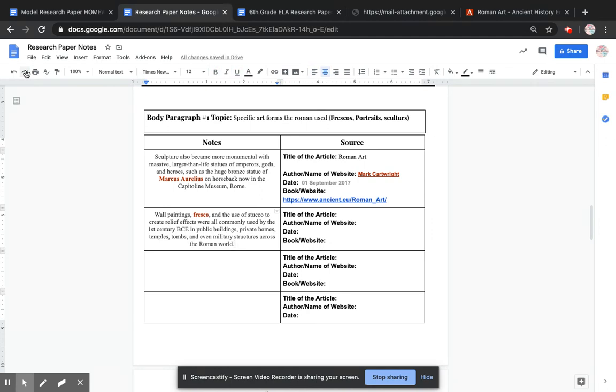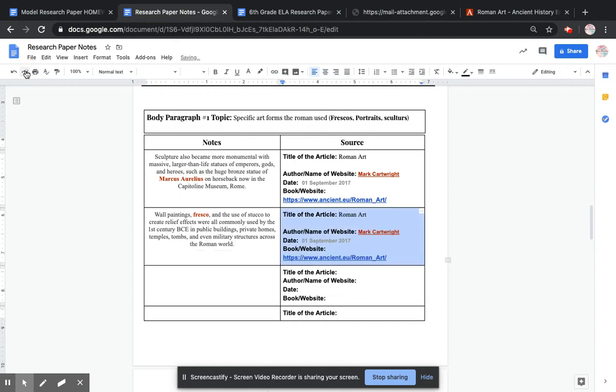I copied and pasted this word for word. Again, I put the title and the author and the article. What I did here was I just copied and pasted this whole box right here, so that way it was just easier for me. I didn't have to retype the whole entire thing.